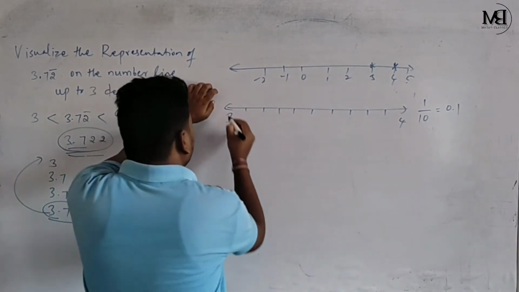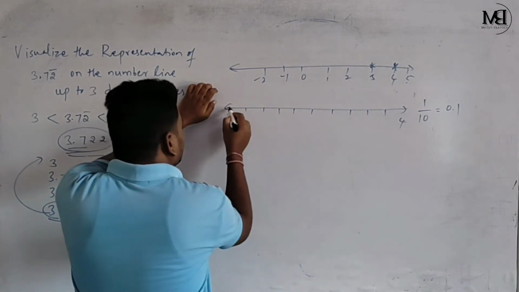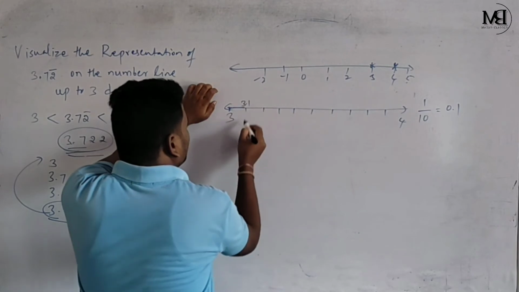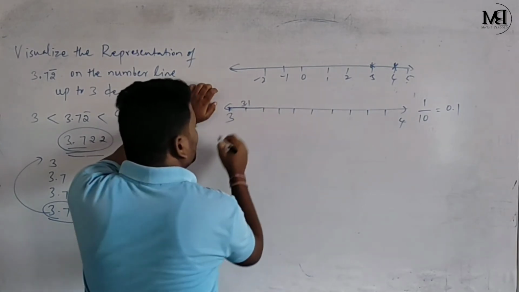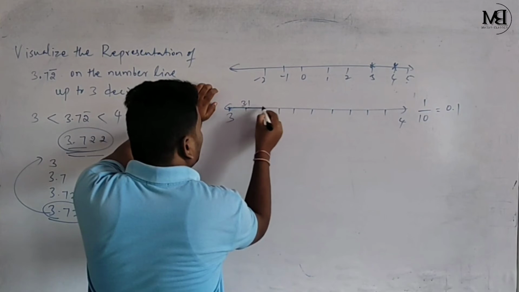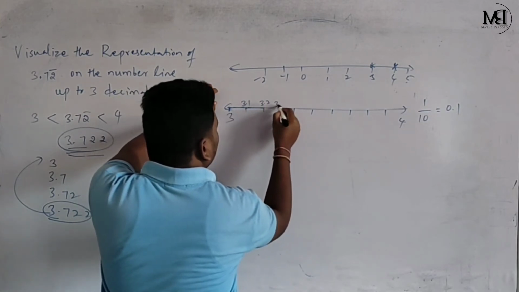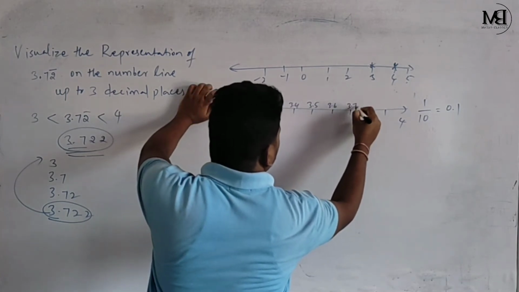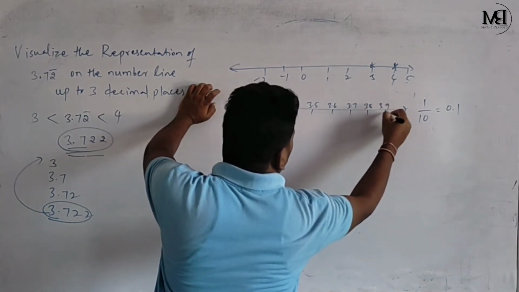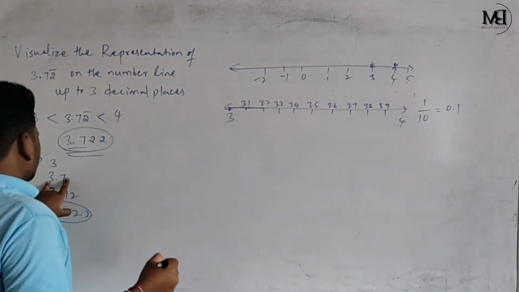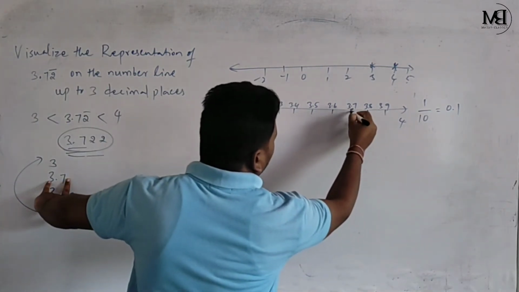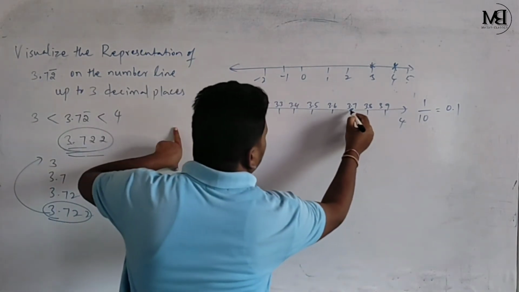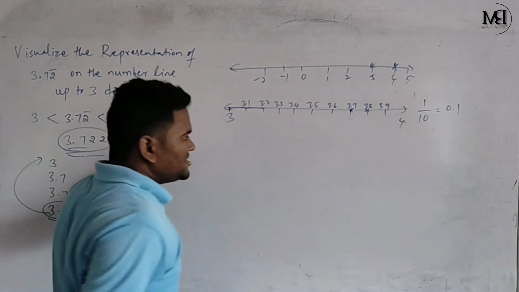See children, it is the location of 3, and 3 plus 0.1 will be 3.1. 3.1 plus 0.1 will be 3.2. Then 3.3, 3.4, 3.5, 3.6, 3.7, 3.8, 3.9. Where is the location of 3.7? Here it is. This 3.722 is in between 3.7 and also 3.8.